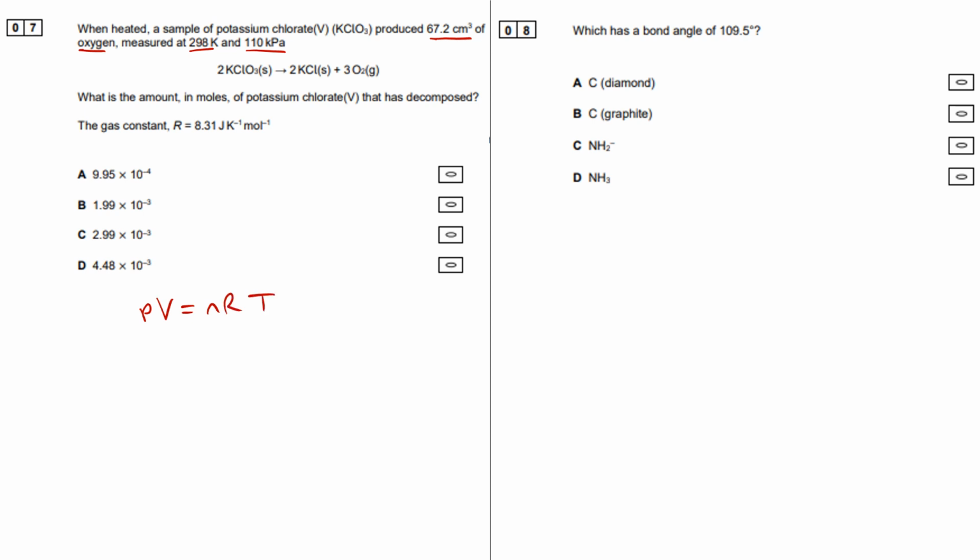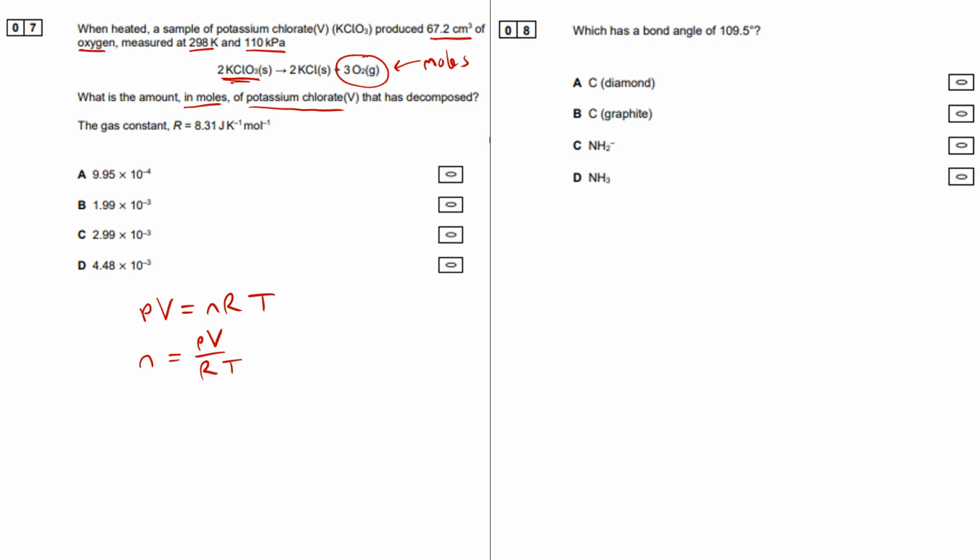We're being asked to find the moles of potassium chlorate, which is KClO3, it tells you in the question. And you're being told the volume, pressure and temperature of oxygen. So firstly we're going to need to work out the moles of oxygen. So how do you work out the moles of oxygen from the ideal gas equation? Well, you rearrange that to get PV over RT.